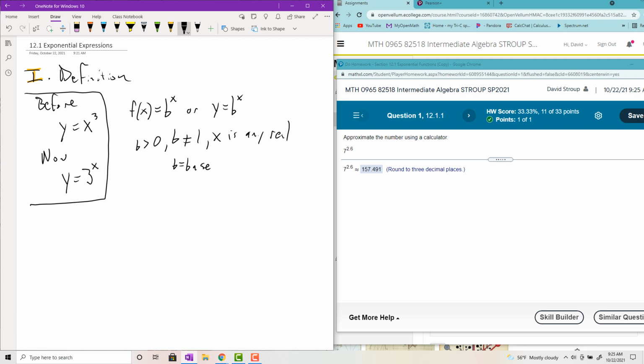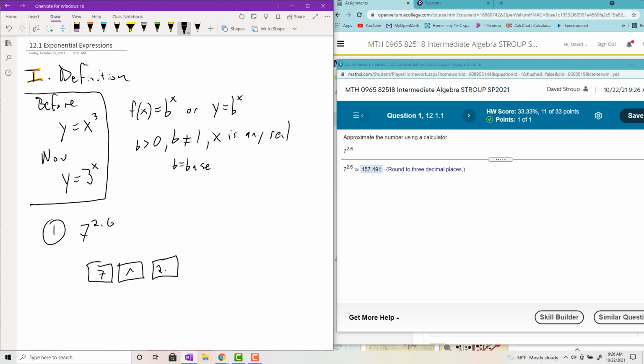Let's look at the first problem over there in WebAssign. All you need to do is just make sure you can punch these things into your calculator. So I have 7 to the 2.6. I have a TI-30X sitting on my desk here. So where is my exponent button? There's going to be a caret button. So I'm going to type in my calculator 7, and then I'm going to hit that caret button, and then I'm going to write 2.6.